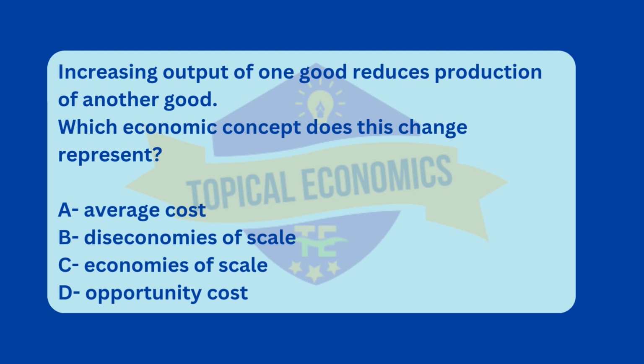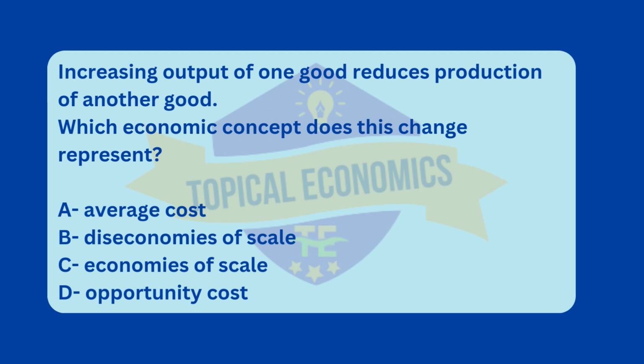Opportunity cost is the value of the next best alternative that is foregone when a choice is made. In this case, as more resources are allocated to producing one good, fewer resources are available for the other good, meaning the opportunity cost of increasing output for one good is the amount of the other good that must be foregone. This is a classic example of opportunity cost in action.